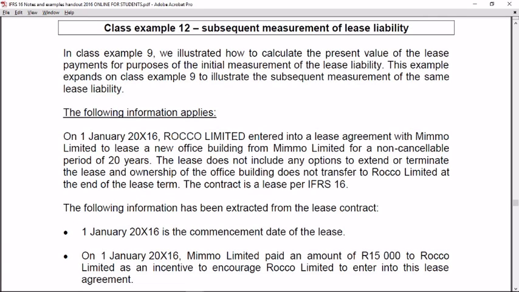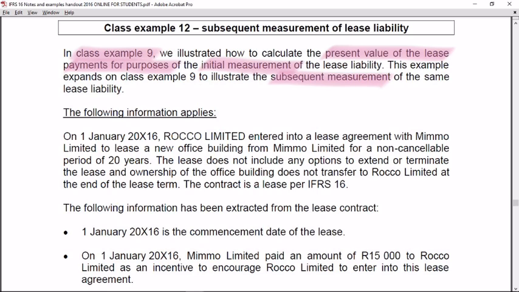Class example 12 will now be used to illustrate the subsequent measurement of the lease liability. We use the same information as we did in class example 9, where we illustrated how to calculate the present value of the lease payments for purposes of the initial measurement of the lease liability. Please remember those principles. The lease liability is initially measured at the present value of the lease payments. We will now look at the subsequent measurement of the same lease liability.